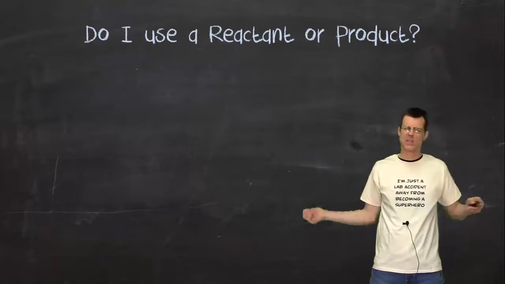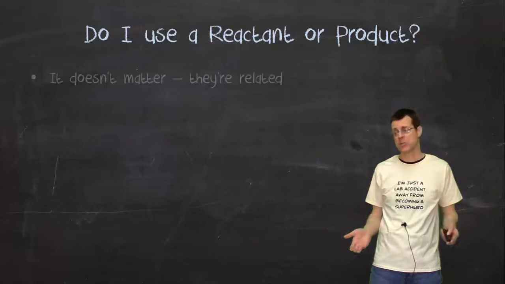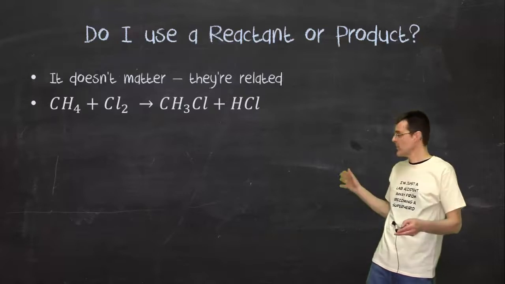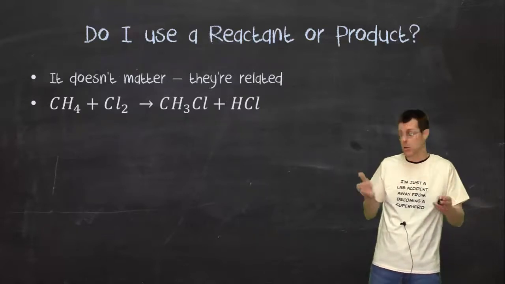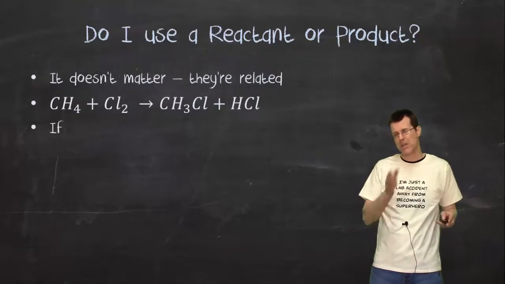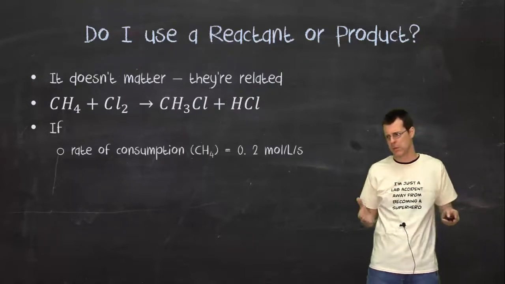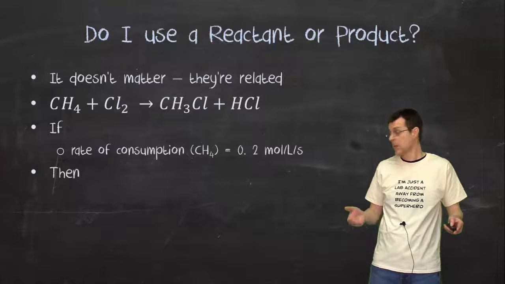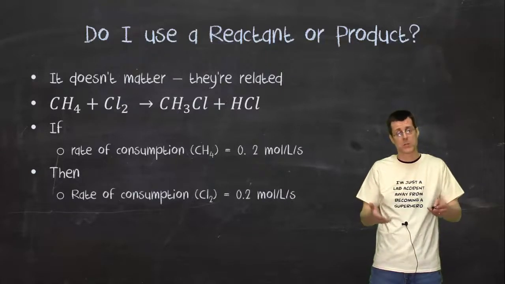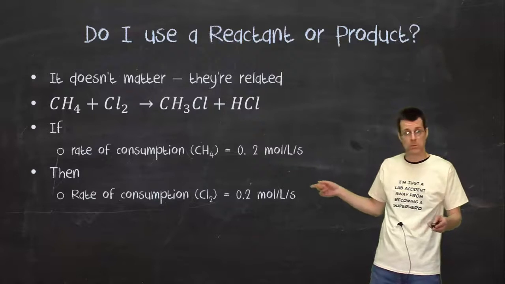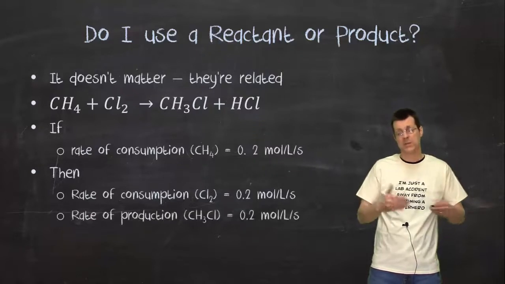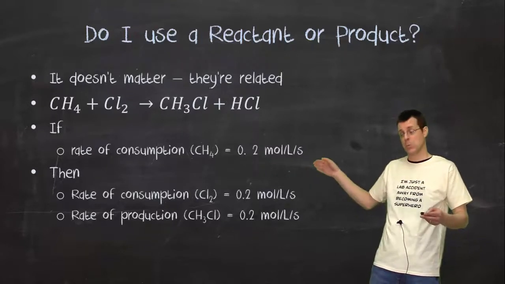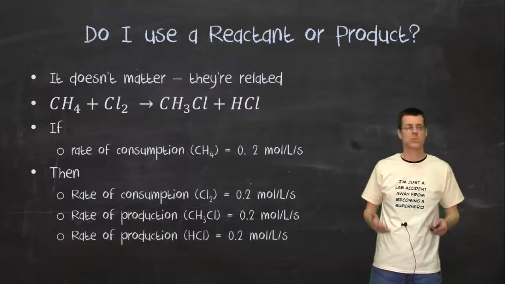Well, I used reactants and I used products before. How do I know which one to use? And the good news is it really doesn't matter, because they're going to be related within the chemical reaction. So let's say I was looking at this reaction and I wanted to measure its rate. If I somehow were able to determine that the rate of consumption of methane, CH4, was 0.2 moles per liter per second, well, that means that also the consumption of chlorine would be the same, because 1 mole reacts with 1 mole. And likewise, the rate of production of products, because 1 mole reacts with 1 mole to produce 1 mole and 1 mole, the rate of production of both products would also be the same.